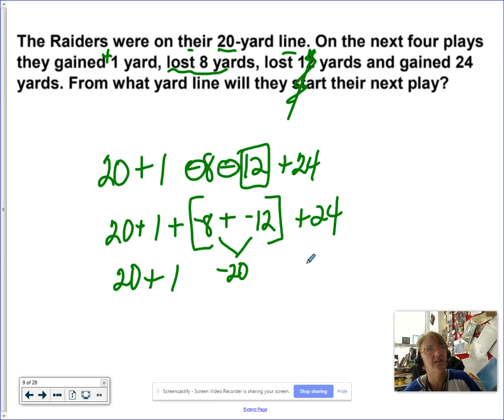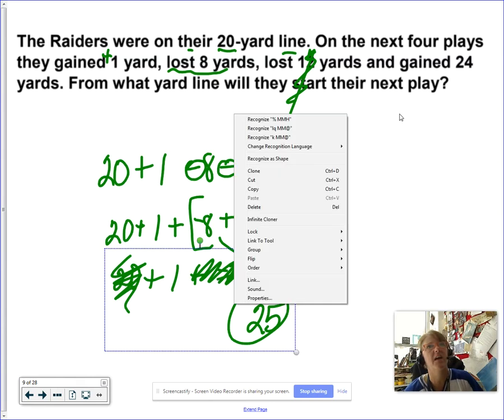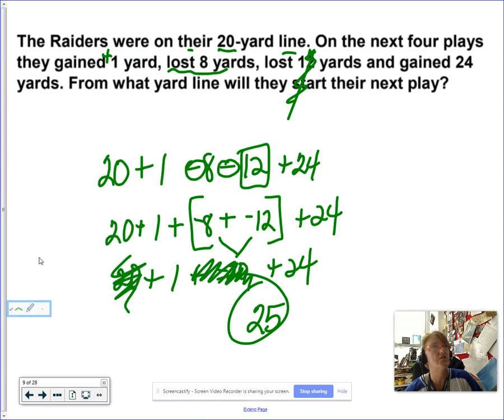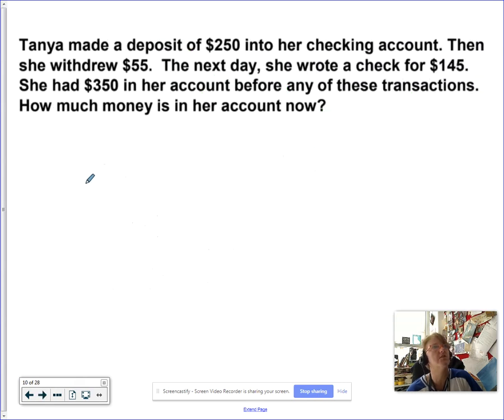Let me get this all brought on down here. So now look, +20 and adding -20 goes to 0. Look what's left. Score! You know what? I should go back and label that. So let's do that. This should really say not just 25, but it says from what yard line. We should say the next play is on the 25-yard line. If I really want you to write a full sentence, I will tell you that. Today we'll just do it this way.